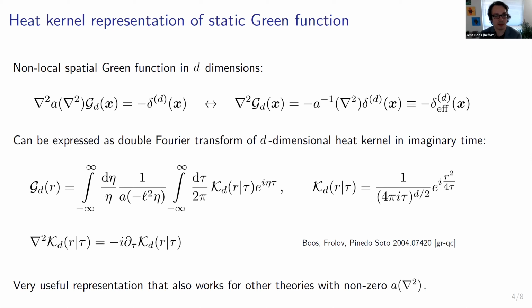This is a technical result that we found together with Valerie Frolov and Jose Pinedo Soto, and it's quite useful because it allows you to express this spatial green function in terms of a d-dimensional heat kernel in imaginary time, which is this object calligraphic K sub D here. And the nice part about this is you can ask yourself, okay, these are two integrals, and we proved this in this paper here, but how does the spatial information enter the green function? This is very simple in this picture because it just enters through the exponential here. That's the only place where it adds.